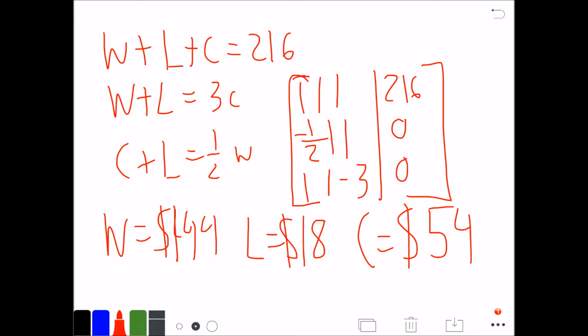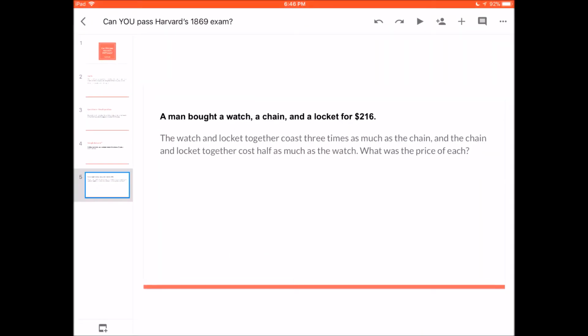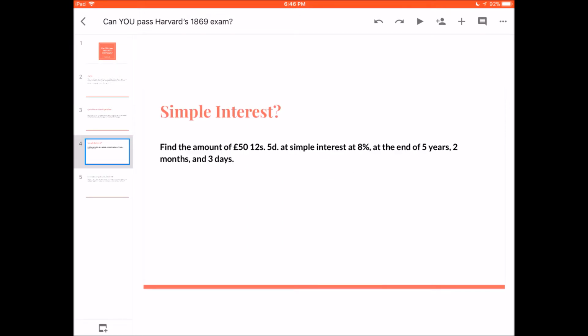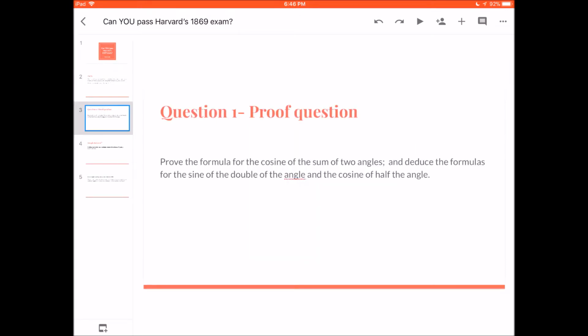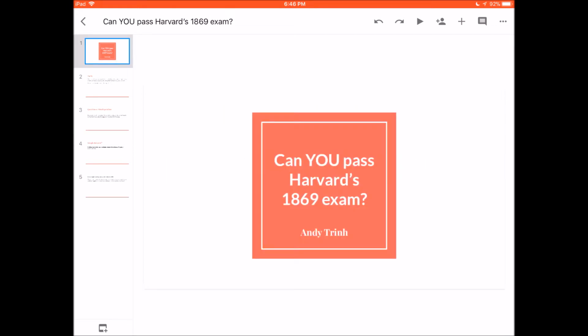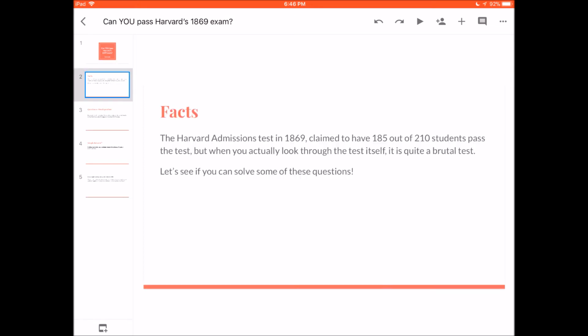So yeah, if you can do these questions with ease, you could maybe pass the 1869 exam. But you have to remember, these aren't the only questions on the test. There are tons of geometry proof questions, Greek, Latin, so much more stuff they have to know. So they called Harvard easy to get in back in the day, but I would think it's just as hard as today.